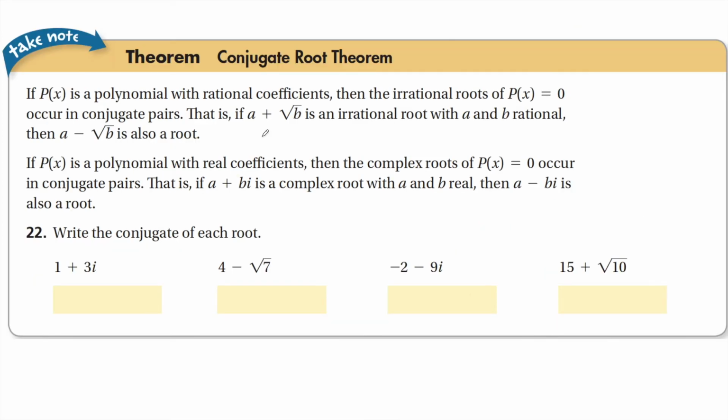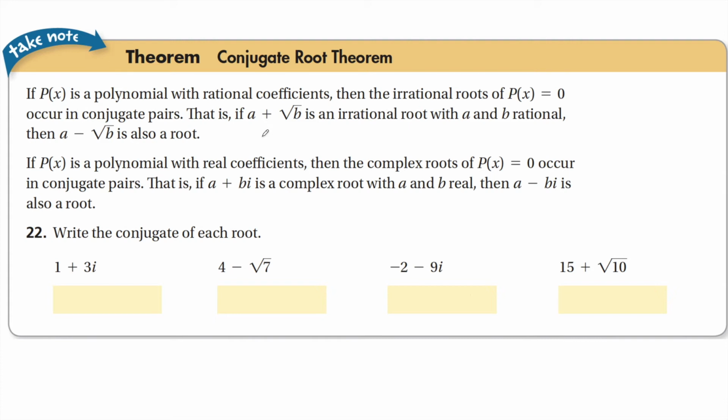And when you look at it, another theorem, the conjugate root theorem. If p of x is a polynomial with rational coefficients, then the irrational roots of p of x equals 0 occur in conjugate pairs. That is, if a plus the square root of b is an irrational root with a and b rational, then a minus the square root of b is also a root. In other words, if p of x is a polynomial with real coefficients, then the complex roots of p of x equals 0 occur in conjugate pairs.